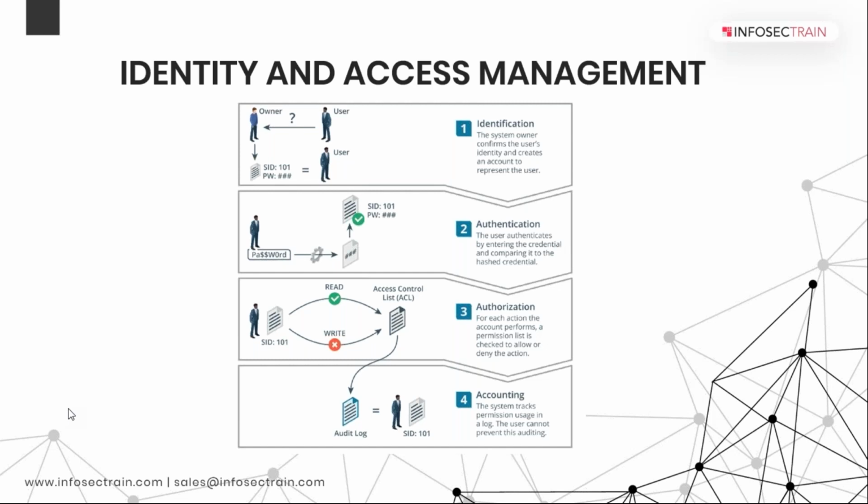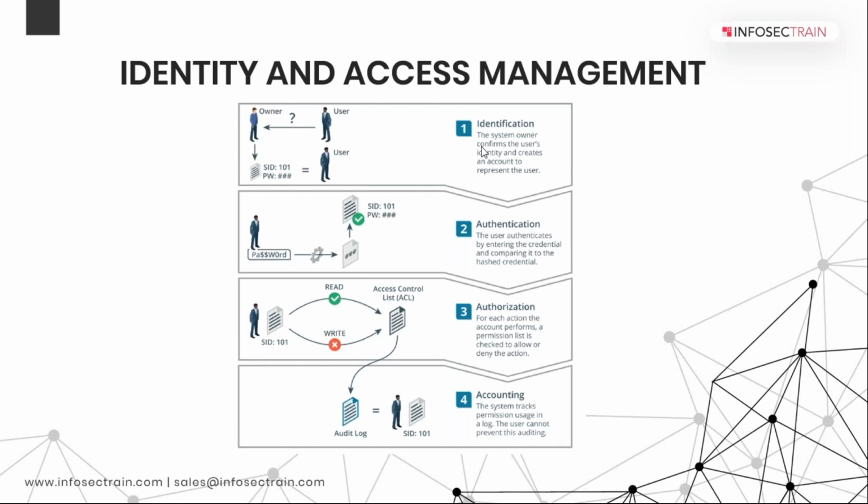Level of privilege, yeah. And then there's accounting, or tracking authorized usage of a resource or use of a right by a subject, and alerting when unauthorized use is detected or attempted. The system tracks permission usage in a log, right? A log is a good example for accounting. The user cannot prevent this auditing part.